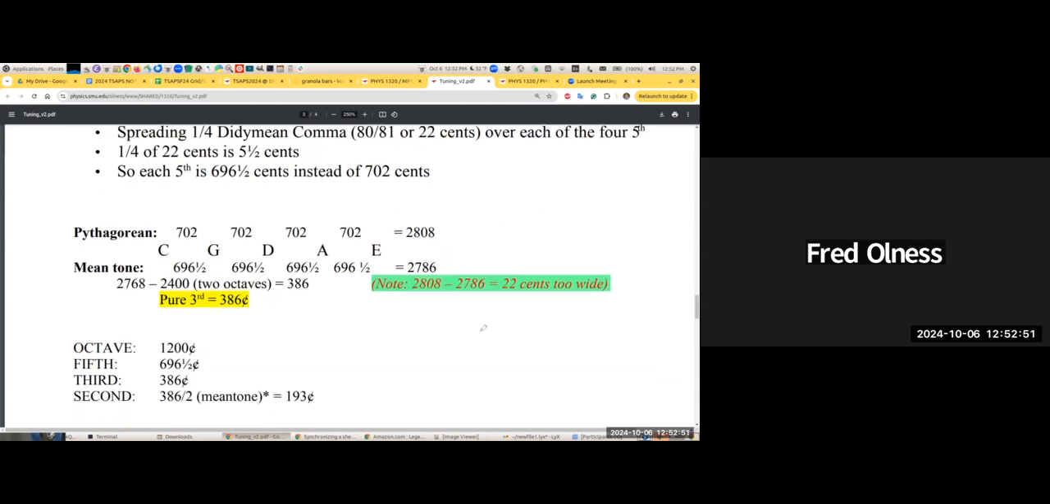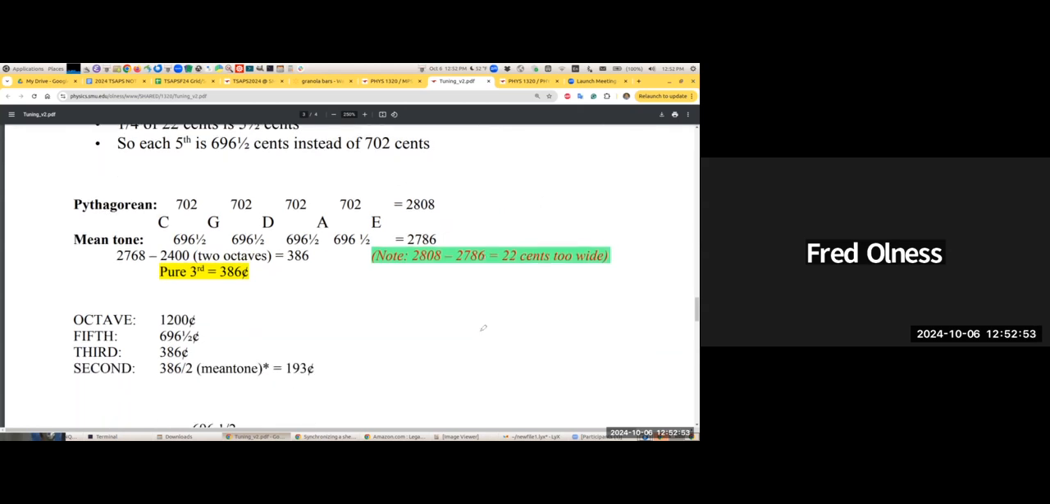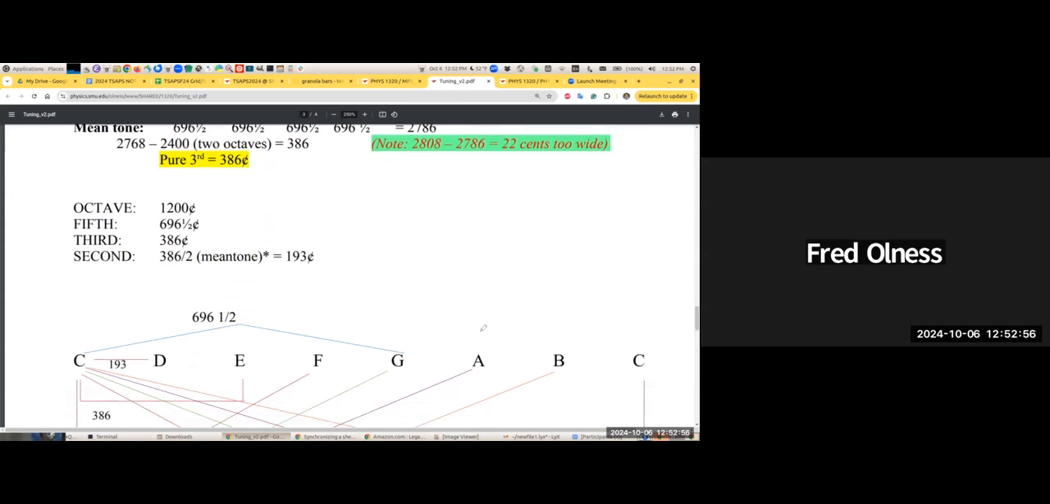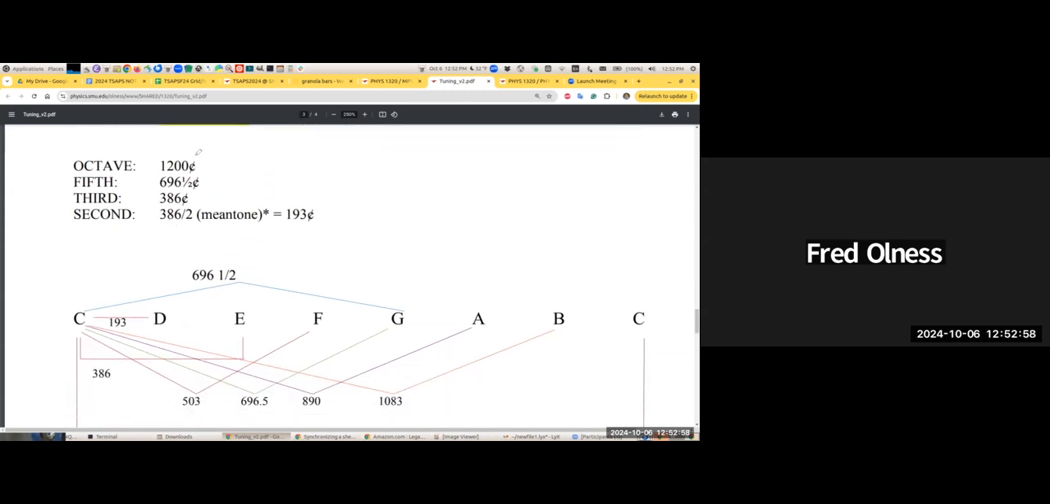So that's what we're going to do. And here are the intervals marked out. We have the perfect octave, 1,200 cents. And we have the perfect third, the 5-to-4 third, that's 386. And the fifth, we're going to sacrifice. We squeeze that just a little bit, so that's 696.5 instead of the perfect 702. And so here's our perfect third, 386.